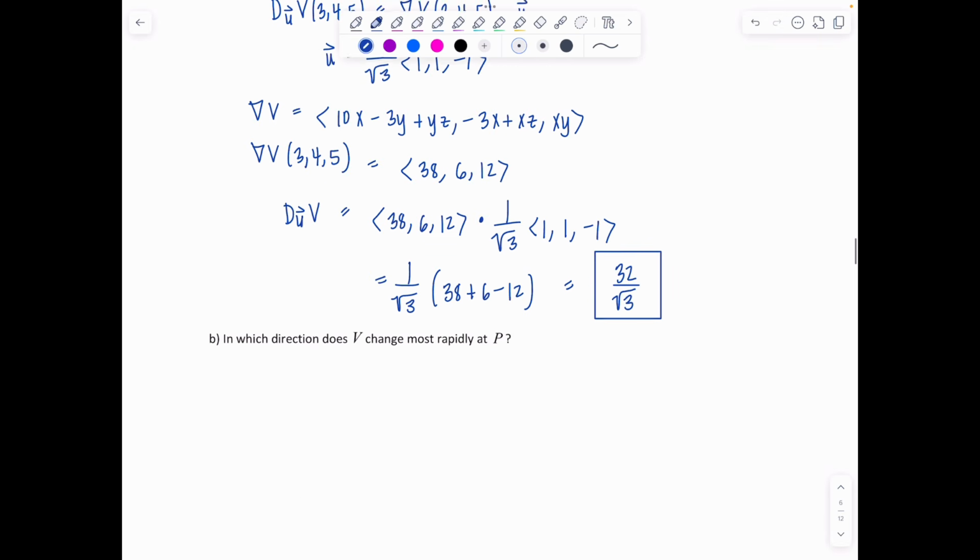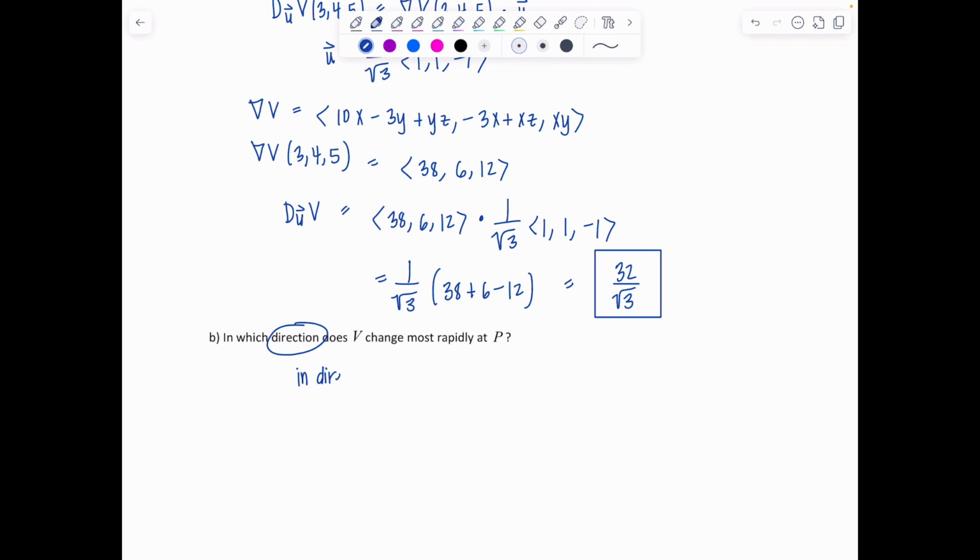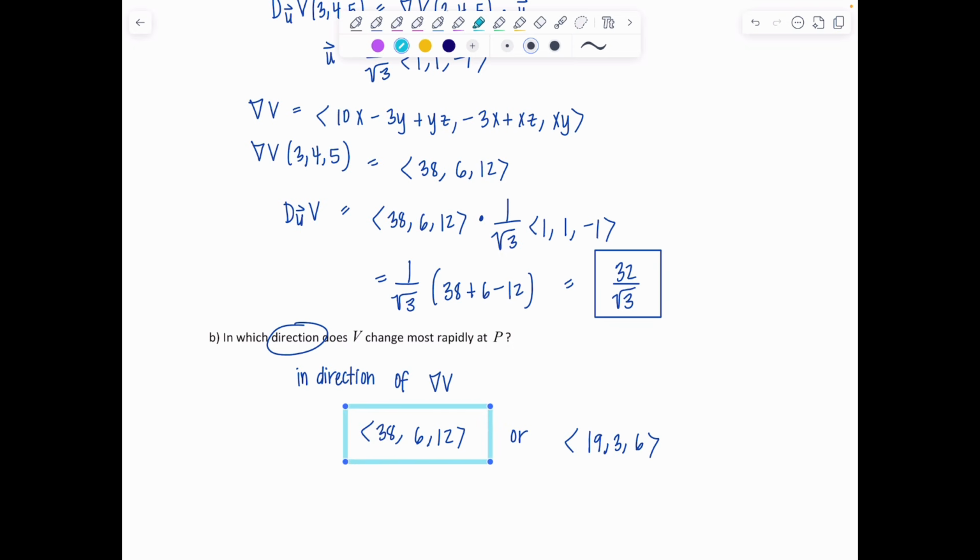Okay, in which direction does v change most rapidly at p? In the direction of the gradient. So you could say (38, 6, 12). That's the direction of the gradient. Or if you want to scale it down, that's fine, since they were only asking for a direction. I say do less. It's dangerous when you take a test. Either one's fine for this problem.